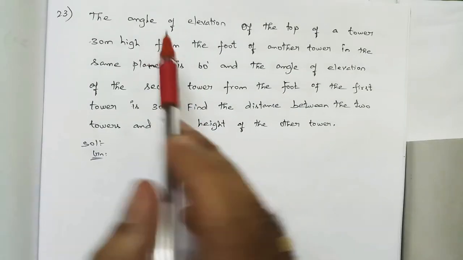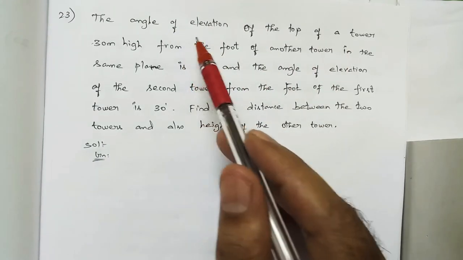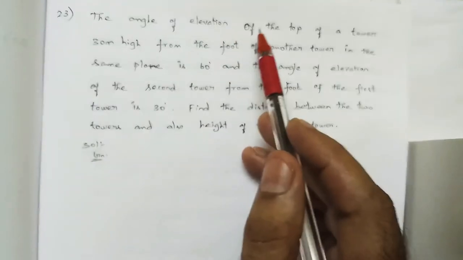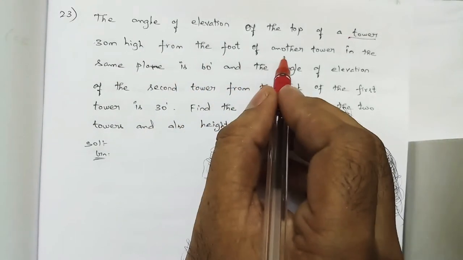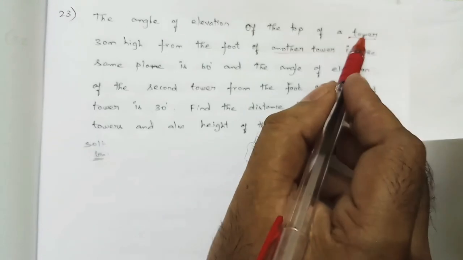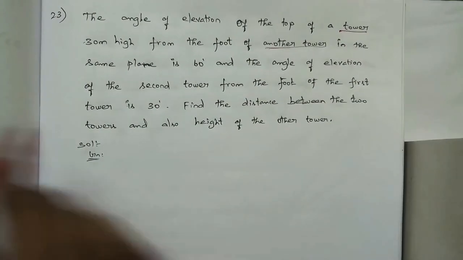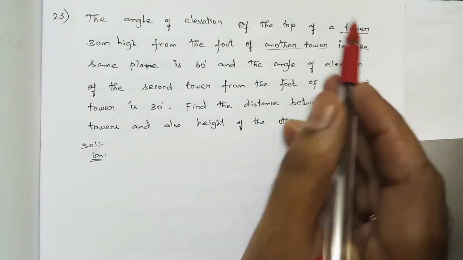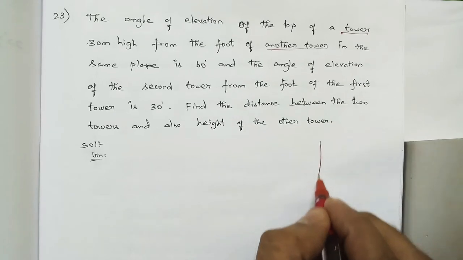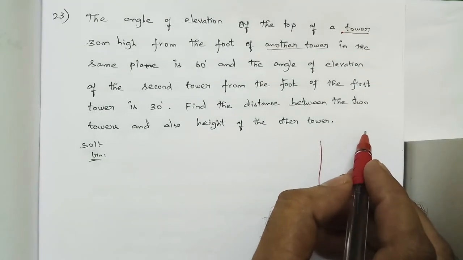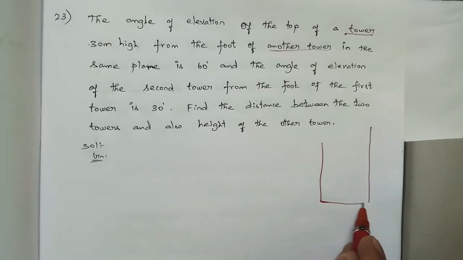So number 23: the angle of elevation of the top of a tower, 30 meter high, from the foot of another tower. So from the foot, they are seeing the top of a tower. So we are having two towers. I'm just drawing the two towers, one bigger and one smaller, whatever it may be, on a plane surface.